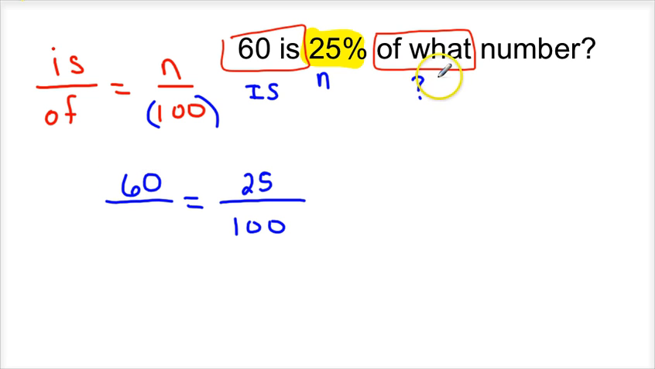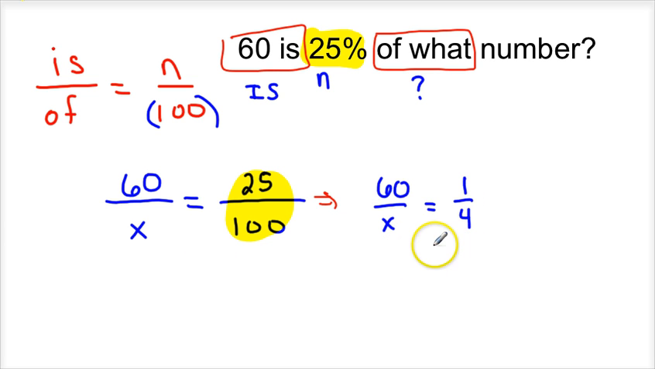Since I'm looking for the of, and I don't know what it's going to be, we could call this x, or n, or any variable. We'll call it x for this example. So now we have the proportion 60 over x equals 25 over 100. The first thing we should always try to do is simplify a fraction if you have one. I see 25 over 100, which simplifies to 1/4, and this makes my proportion a little easier.